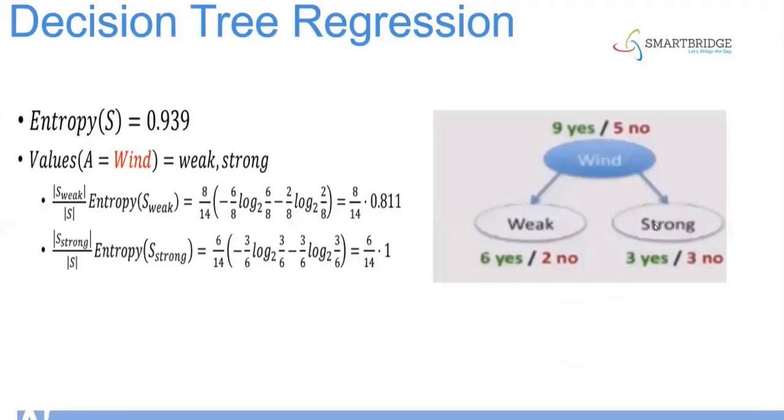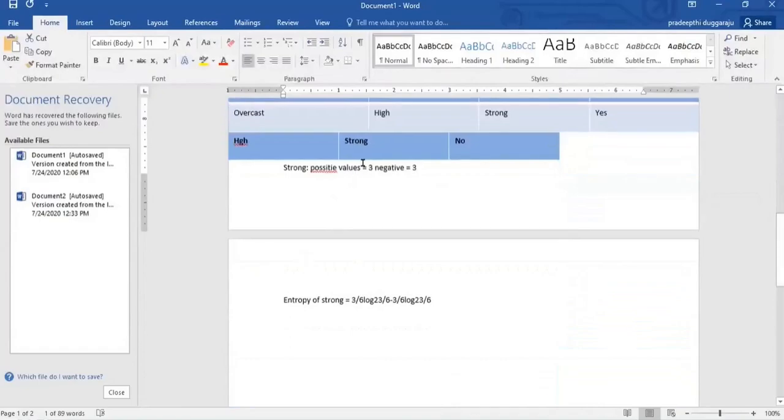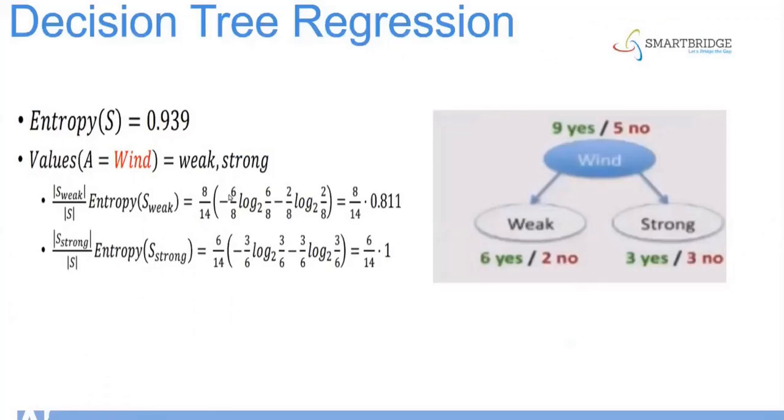In the same way, for strong, 3 yeses and 3 nos. So I have calculated the entropy. The middle one is entropy.